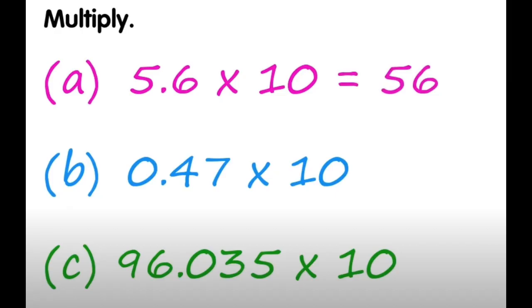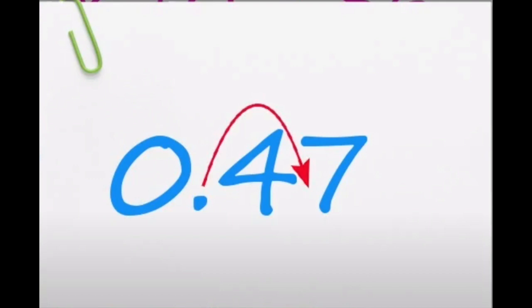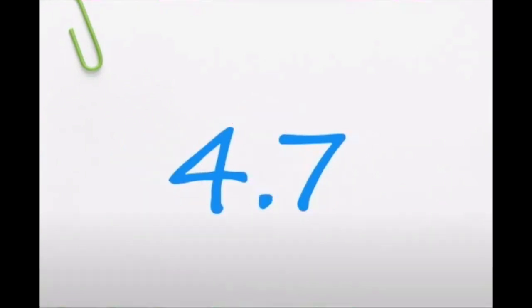Now let's try decimal 0.47 multiplied by 10. I'm going to give you a few seconds to try and see if you know that answer without even looking. We're going to do the same thing. Let's move the decimal one spot to the right because it's getting bigger. So we have 0.47 and we're moving it to the right. Our answer is 4.7.